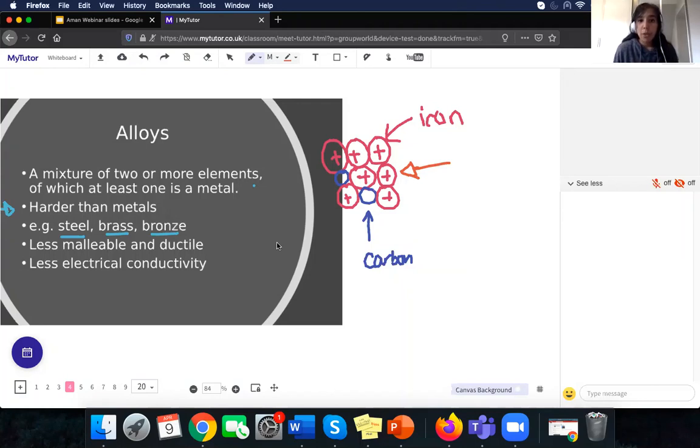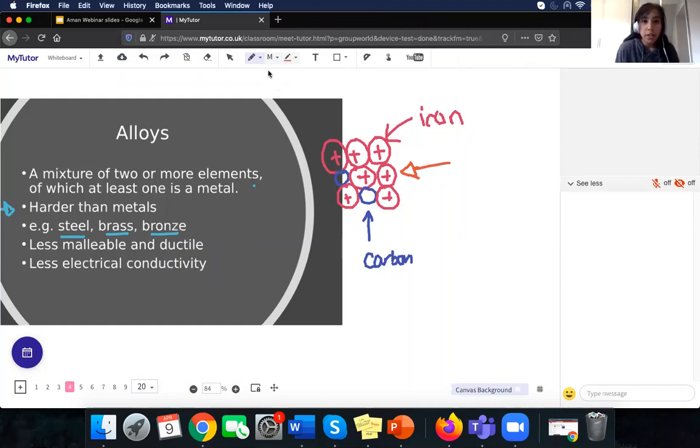I'm a bit confused. If something is more malleable, wouldn't that make it harder? Not really. So if something is malleable, that means the layers can slide over one another. And because the layers can slide over one another, that means a metal can easily be shaped. So that makes it soft. Okay. Can you re-explain why it's harder?